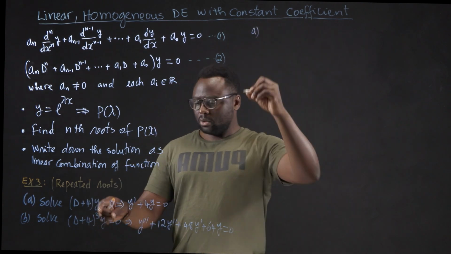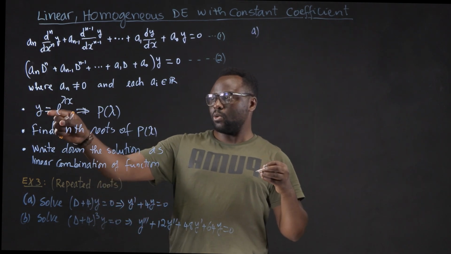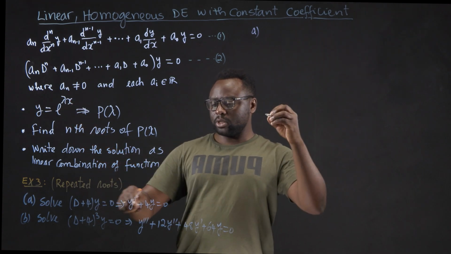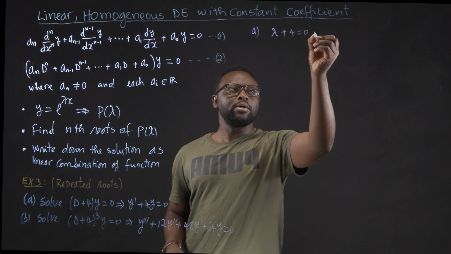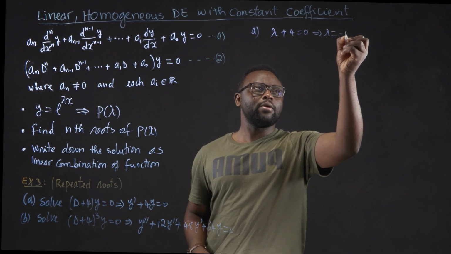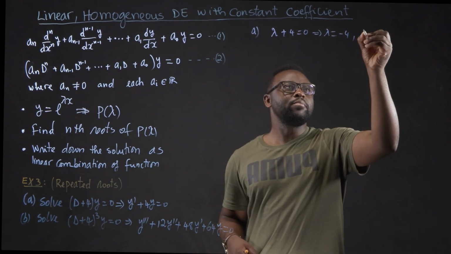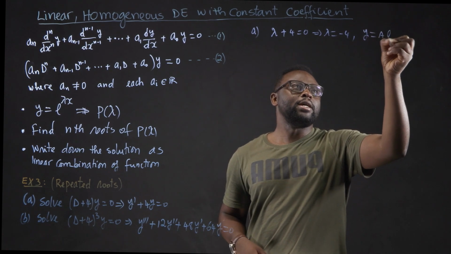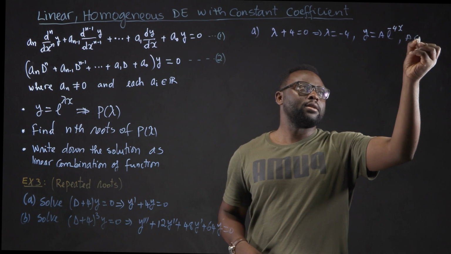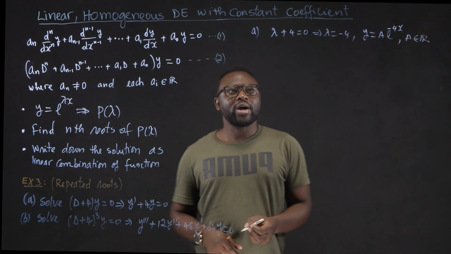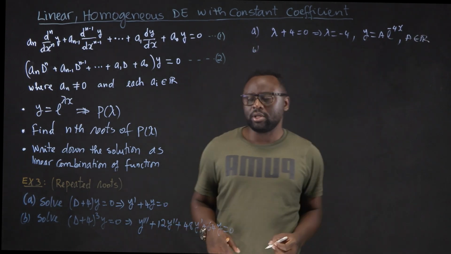For A, we know that if you let y equal e to the power lambda x, then this equation becomes lambda plus 4 equal 0. This means lambda is equal to minus 4. Then the solution in this case is simple. It's just y equal a times e to the power minus 4x with a in R. All right, if we know this, let's move to B and do it quickly.